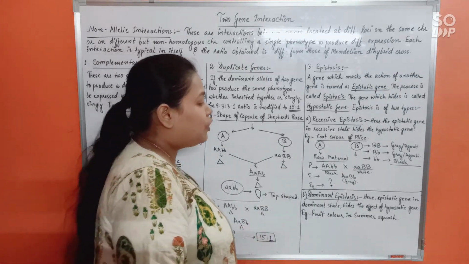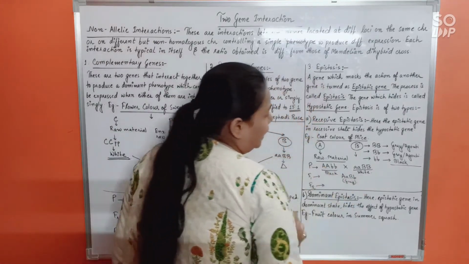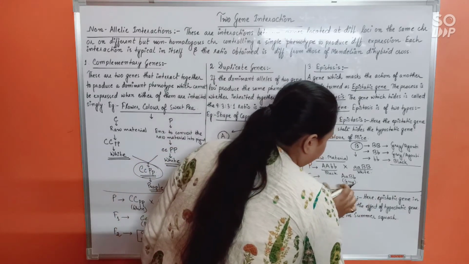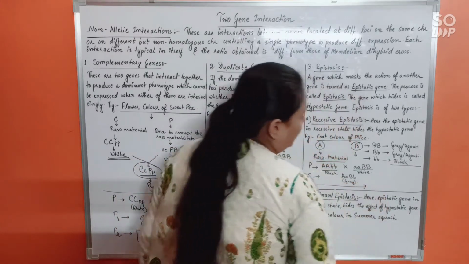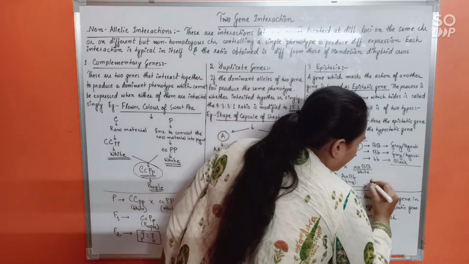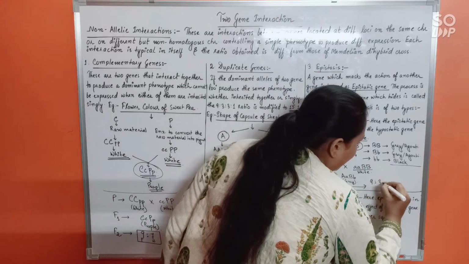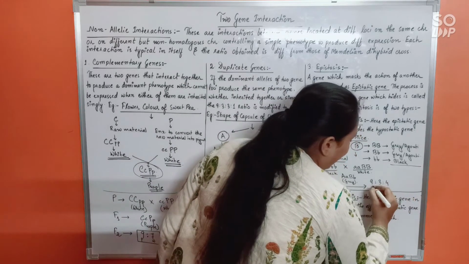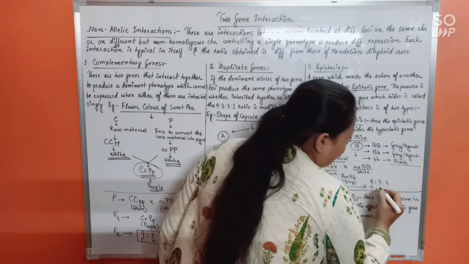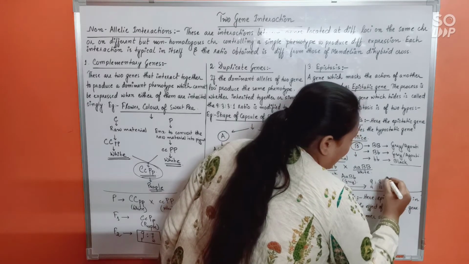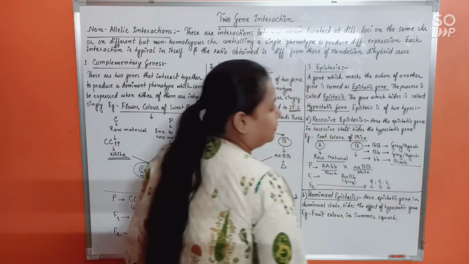If you have already checked, you know very well now that for the F2 generation, the phenotypic ratio would be 9:3:4, where 9 is for grey, 3 is for black and 4 is for white.